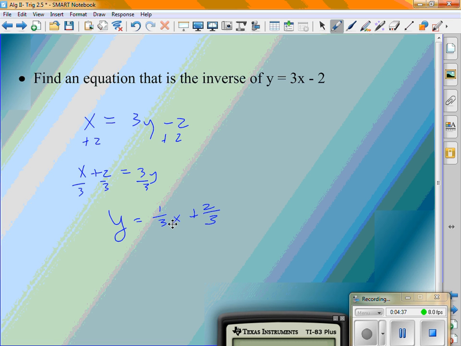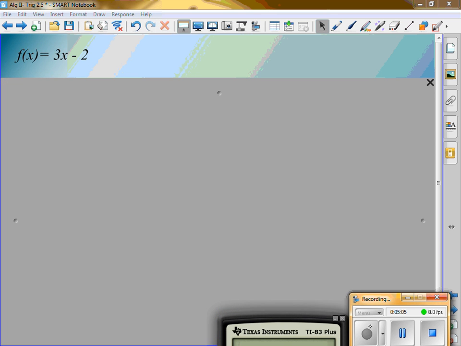Where did I get the 1/3 from? It's actually 1/3, so I can put x over 3. I'm just going to put 1/3. What do you mean? If you put x over 3 right here, that's the same thing. I just put it out there because a lot of people like to see that number. We just found the inverse.